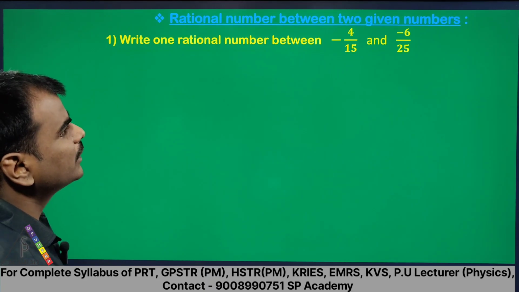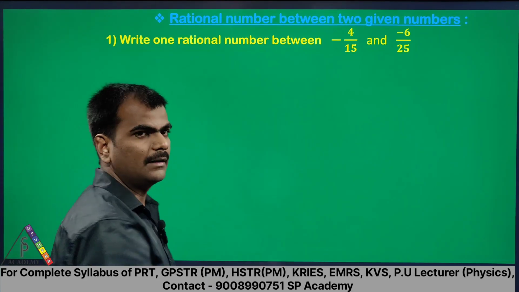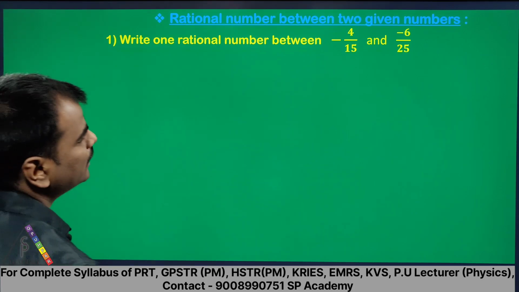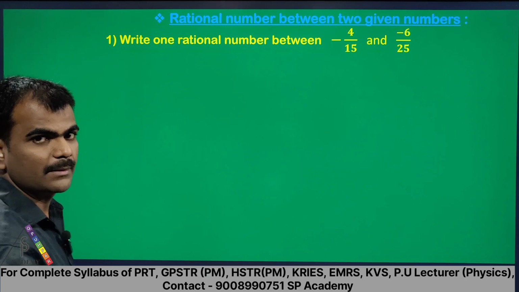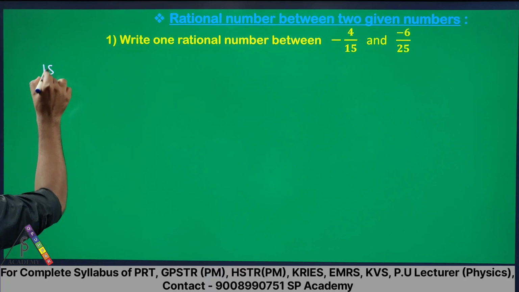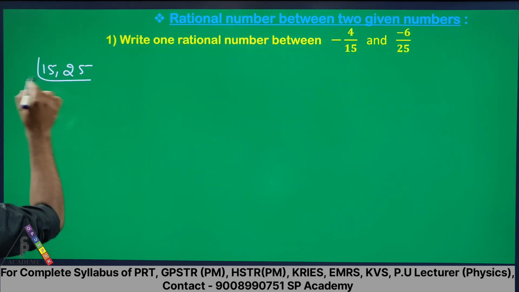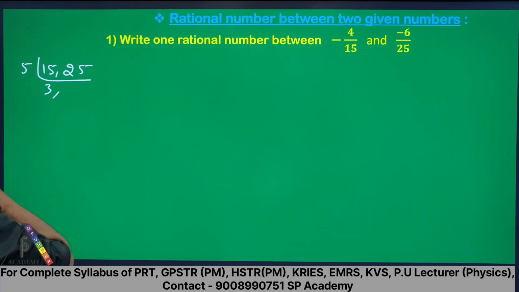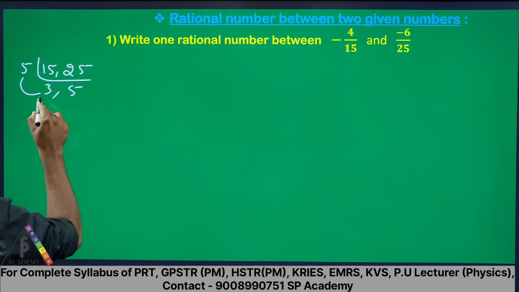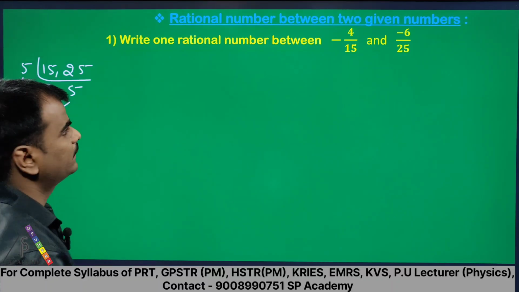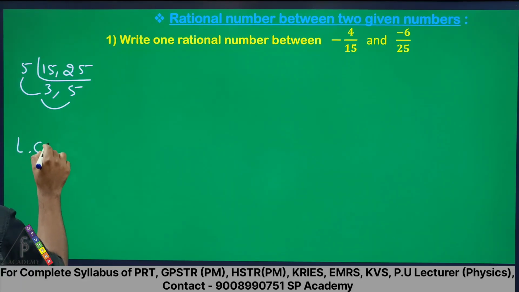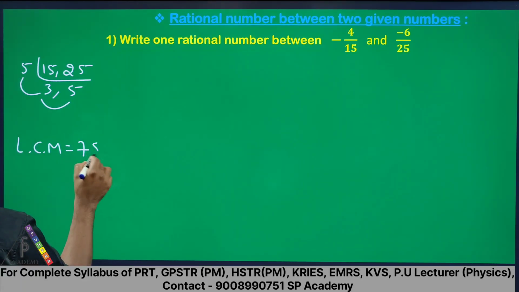Next, rational number between two given numbers. Between these two numbers we have to find another rational number. For that, again we'll make the denominators the same by taking the LCM of the denominators. The LCM of 15 and 25: we take 5, 3, 5. 5 into 3 into 5 is 75. Therefore the LCM is 75.